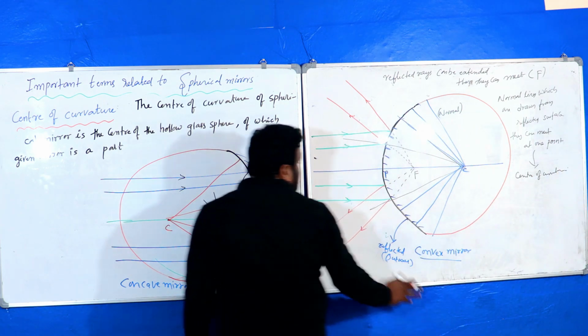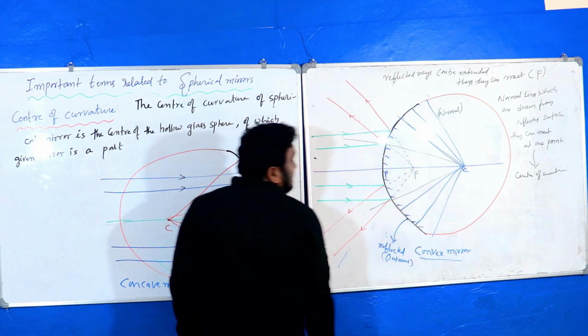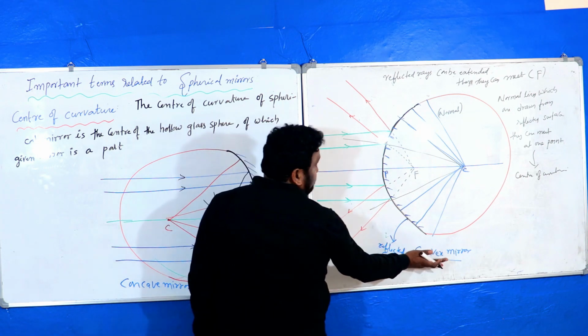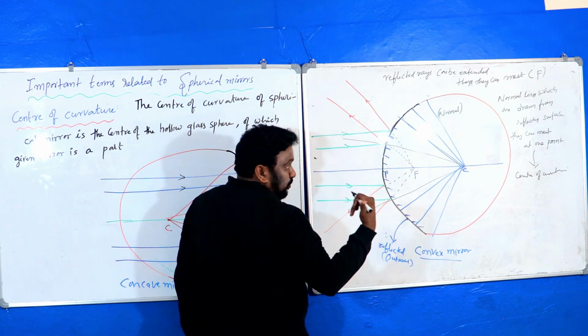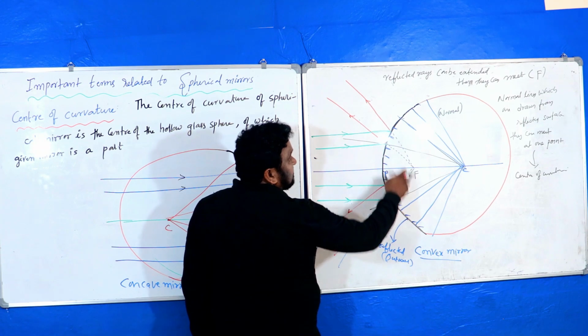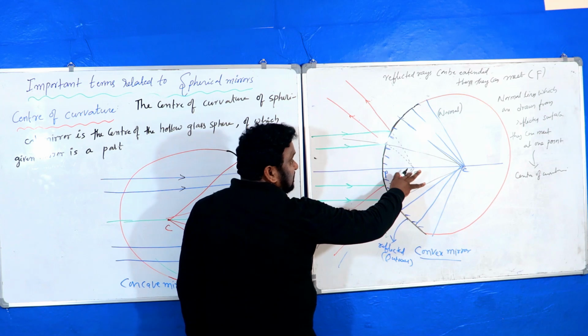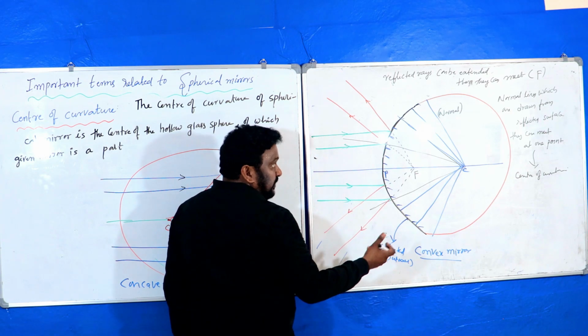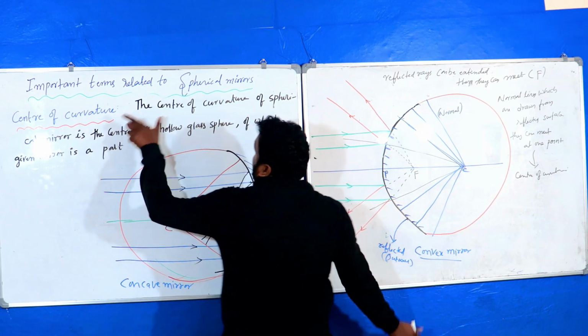Clear? So this is simply about what is the pole, what is the focus, and what is the center of curvature for a convex mirror. What is the pole? The midpoint of the convex mirror is what we call the pole. And what is the focus? The extended reflected rays meet at one particular point on the principal axis, which we call the focus. And what is the center of curvature? What we have said, we have to write.